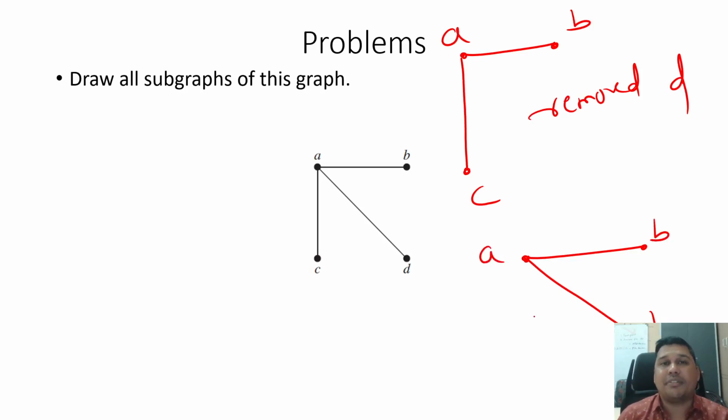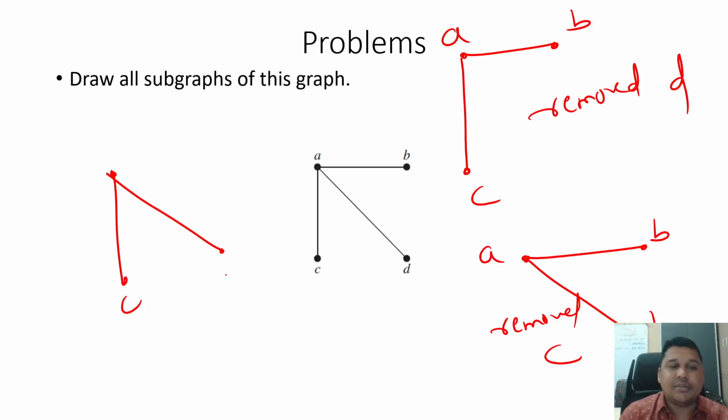This is one subgraph. Why? We have removed the vertex C here. Like this, how many subgraphs are possible? That I am trying to find out. So, if I remove B now, what will happen here? What will be the graph status? It will become A, C and D. I have removed B here.